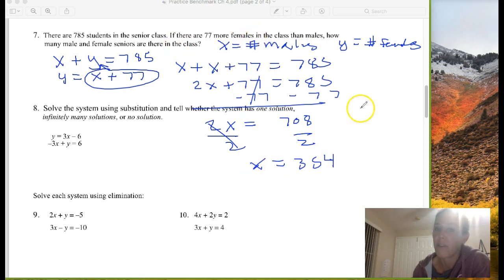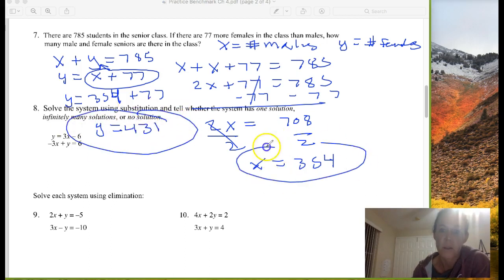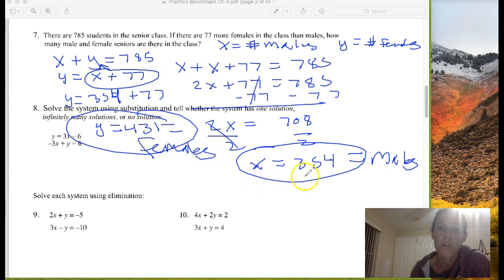Remember, defining the variables is important. X is the number of males. So to get the number of females, I'm going to go 354, plus 77. Okay, so what's that going to be? The number of females is going to be 431. So there's the number of females, there's the number of males. So males, and this equals females. Make sure you circle it nicely so I can find it. All right, on to the next.